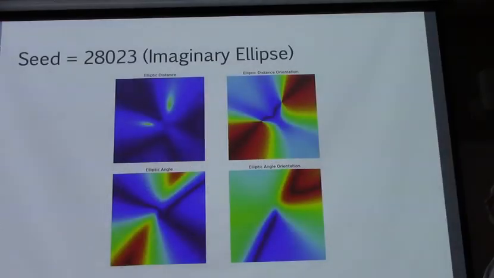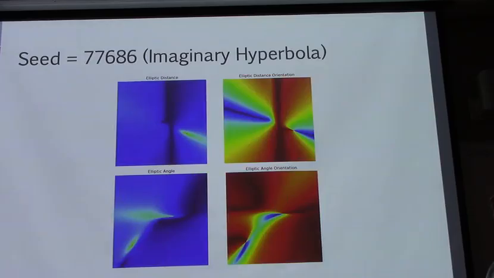So with that in mind, I just look at one of these things. Again, an imaginary ellipse looks slightly different than before. And here's an imaginary hyperbola. They're all looking very unique in the way that they appear and the distortions that are imposed on the plane.